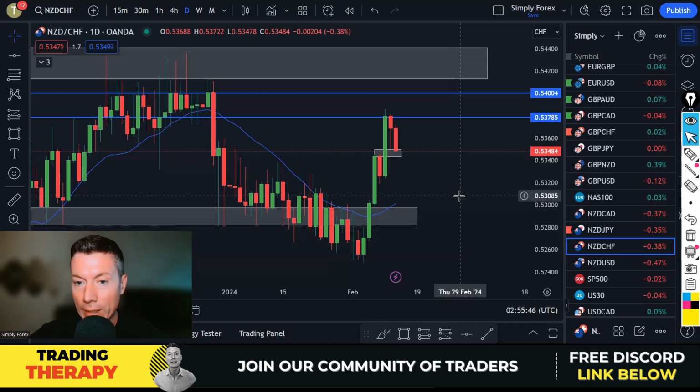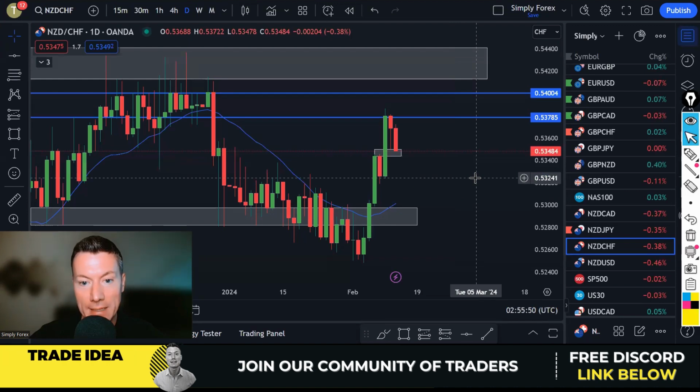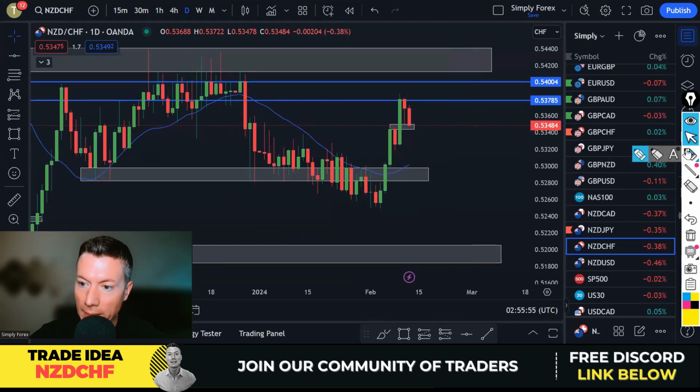Right. Trades for Tuesday, the 13th of February. My first trade idea is this: New Zealand dollar against the Swiss franc. But we do need certain things to happen.